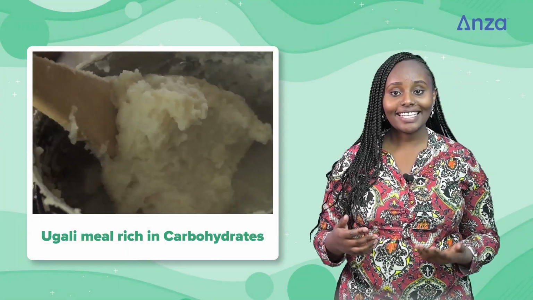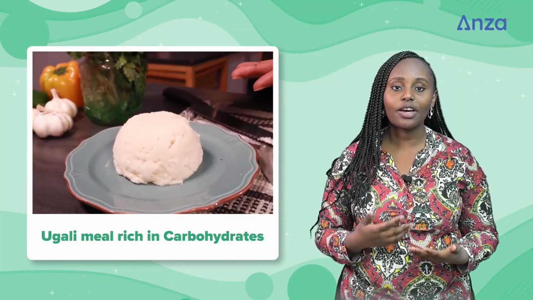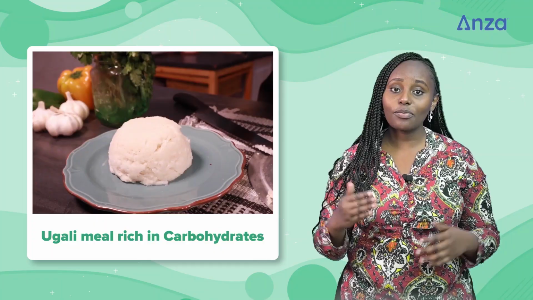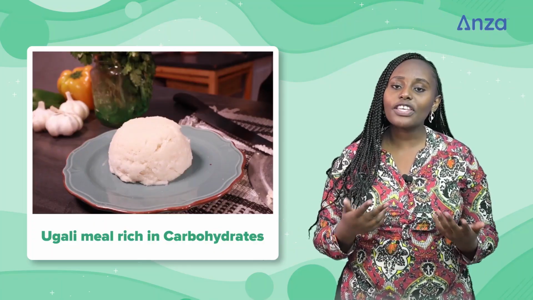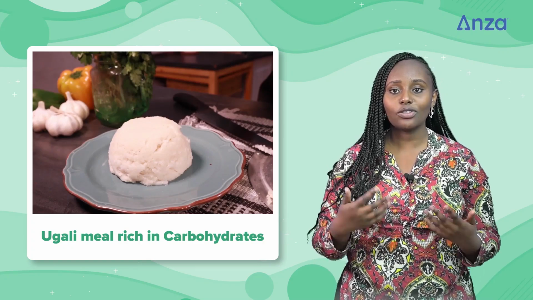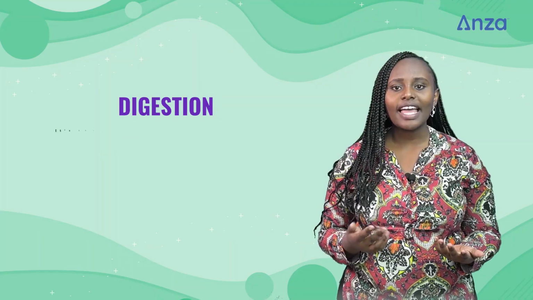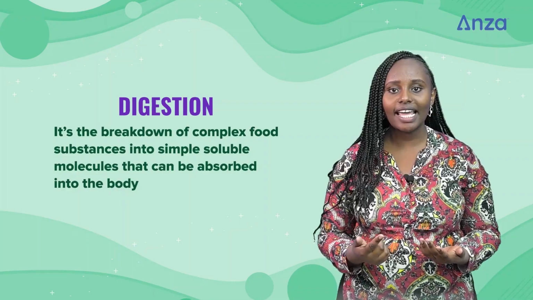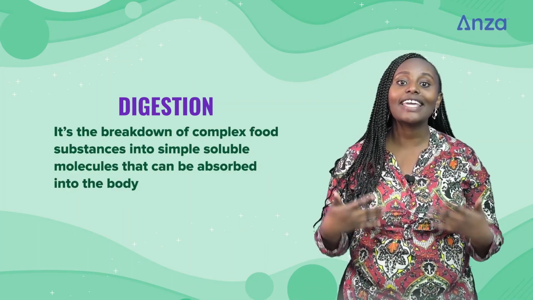You have probably eaten a meal like this, but do you know how this food is broken down in our bodies? The meal must be broken down to simple molecules before absorption takes place. For this to happen, digestion has to occur. So what is digestion? Digestion is the breakdown of complex food substances into simple molecules that can be absorbed into the body.